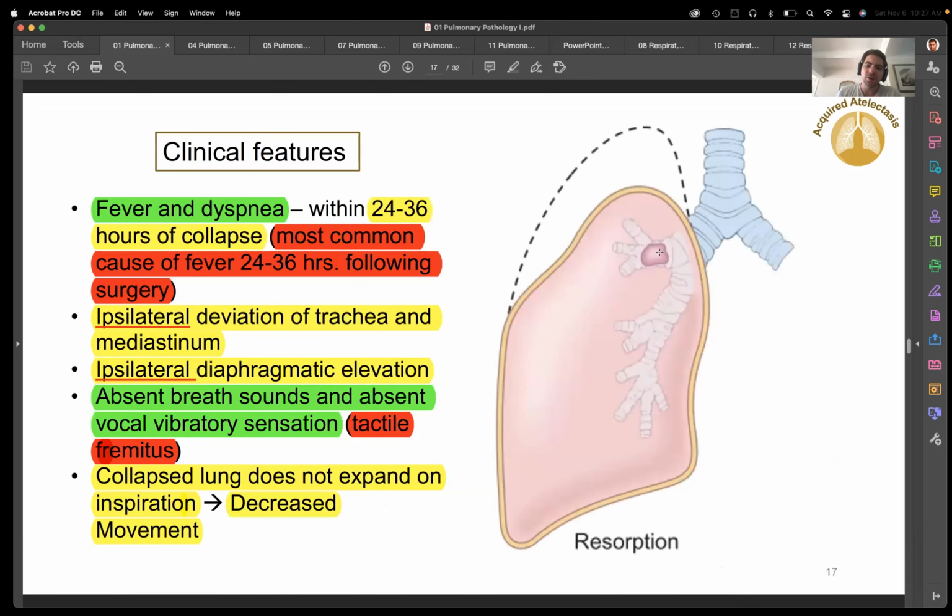You could see it there. If it's there, it has this pulling effect, this negative pressure. So it causes atelectasis, it would start here and end up pulling the whole lung down like that.